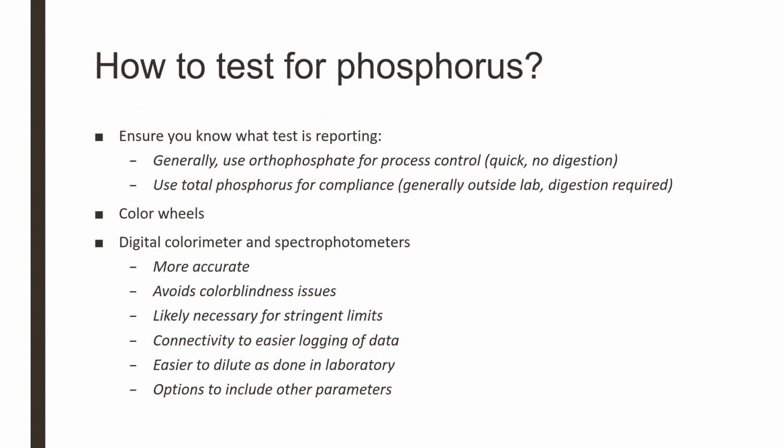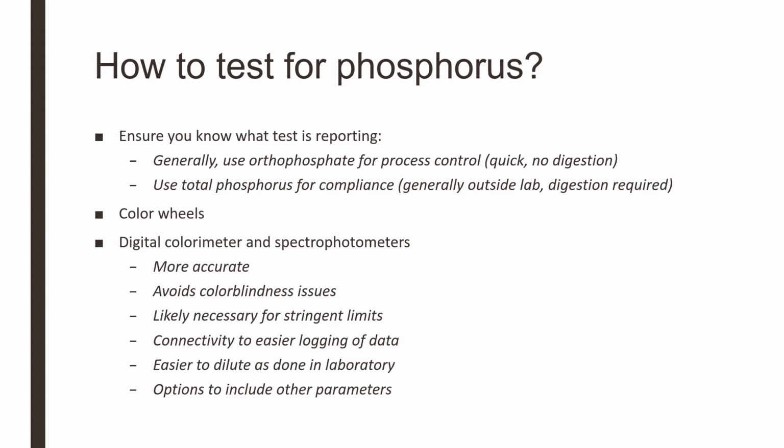So how do we test for phosphorus? First, I really want to stress it's important to ensure you know what the test is reporting. So for most process control, you're going to be testing for orthophosphate. And that is the dissolved form of phosphorus that's generally present in wastewater treatment facilities. These are pretty quick tests. Typically reaction time is 7 to 15 minutes. And there's no digestion, no heating in an oven, which is required.